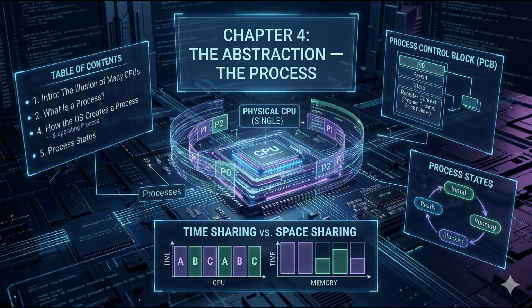Policies: the which. On top of mechanisms, the OS needs decision-making rules. The OS calls these rules policies, high-level algorithms that decide what action the OS should take. A policy answers the question, which process should the OS run next? A scheduling policy makes this choice.